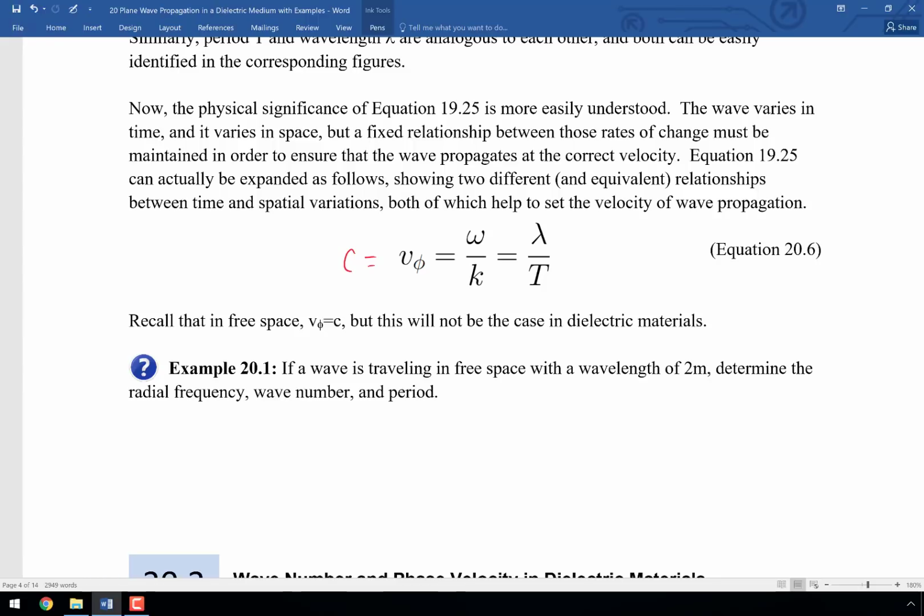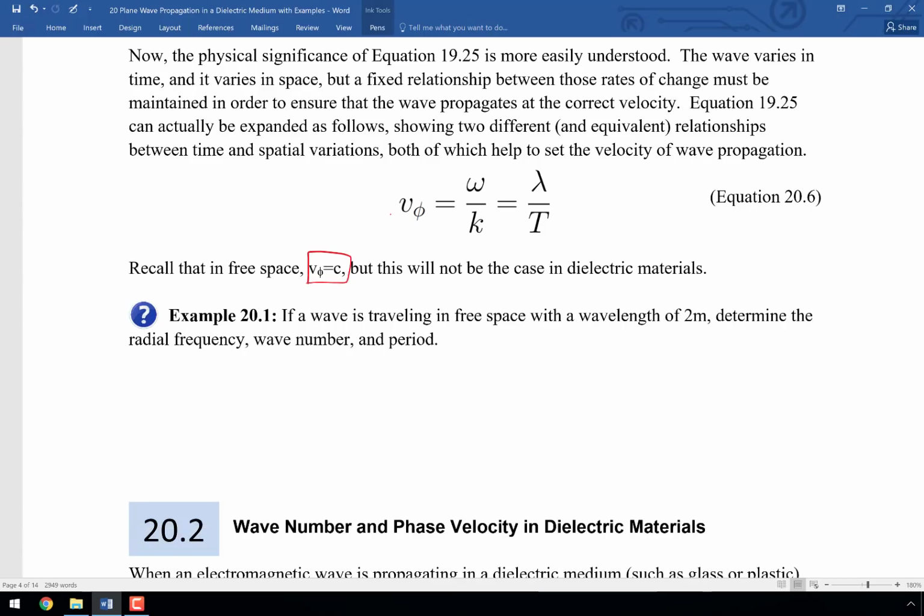So once again, we see this omega and k, these two peer variables that are similar to each other in a lot of ways. It's the ratio of those two that defines the phase velocity that we need to work with. Alternatively, we could say lambda over T. Those are, again, two similar variables. Both can be easily observed from the figure, and if you had lambda and T, you could quickly calculate the phase velocity. In free space, we know that v sub phi is equal to c, but that will not be the case in our systems here, so I'm going to go ahead and erase that.